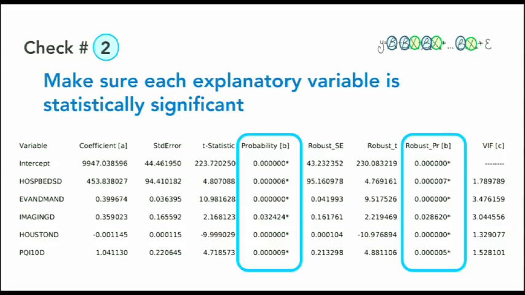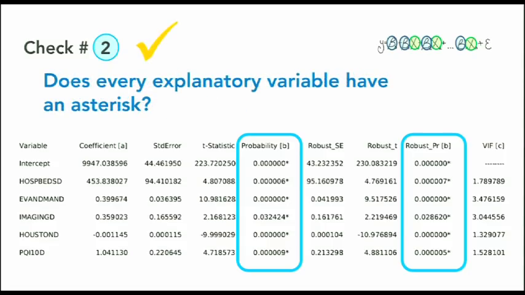And that is really easy to do. All you have to do is look for these asterisks. Do each of the explanatory variables have an asterisk next to those probabilities? If those probabilities have an asterisk next to them, then we pass the check. In this case, we pass the check. We just look for the asterisks.